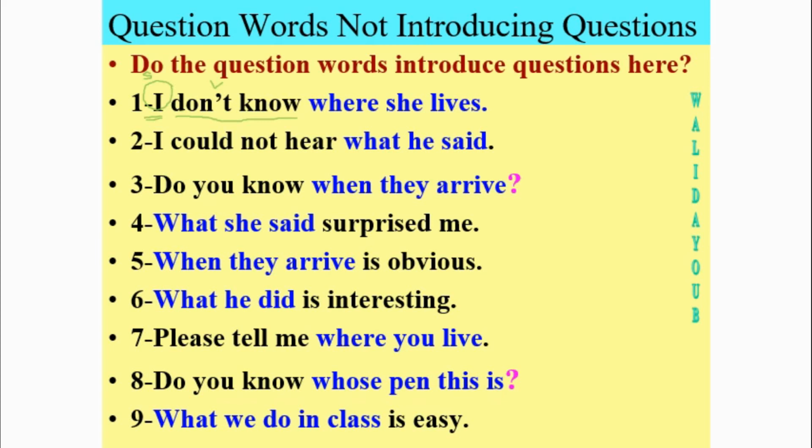Yes, the answer is where she lives. This is the thing I don't know. So this is the object of the sentence. Which sentence? The first one. So as you notice, where she lives is playing the role or functioning as the object of the first clause.